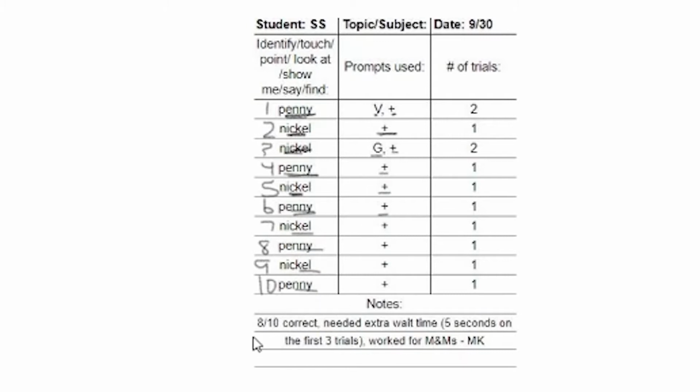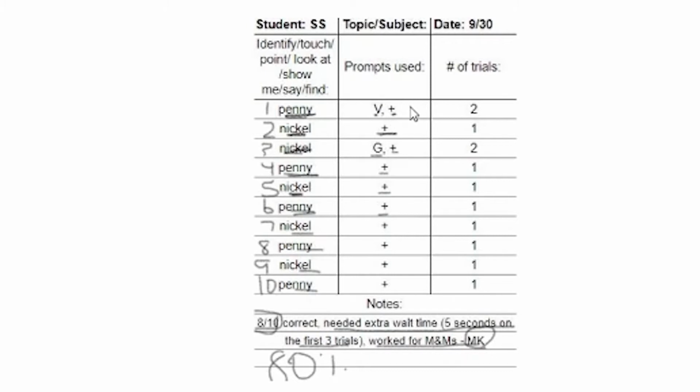After we've put all those in, I already have the percentage down here, so I don't put 8 out of 10 on my Google form. I convert it to the percentage, and that's what I'm going to put in my data sheet. I'm also going to note in here that they needed extra wait time, 5 seconds on the first 3 trials. They worked for M&Ms, and then I put my initials.